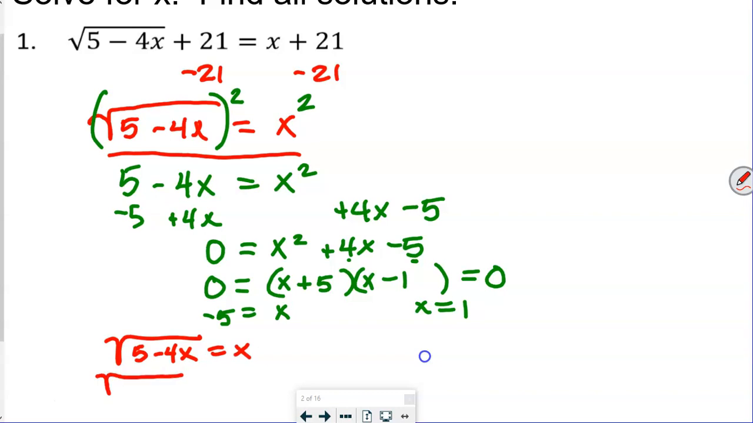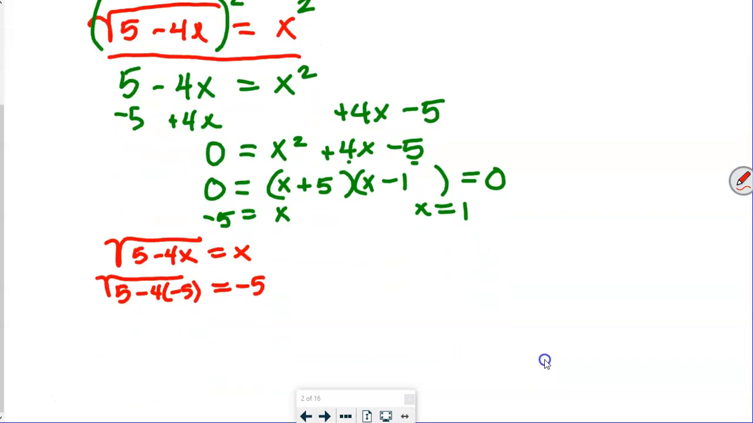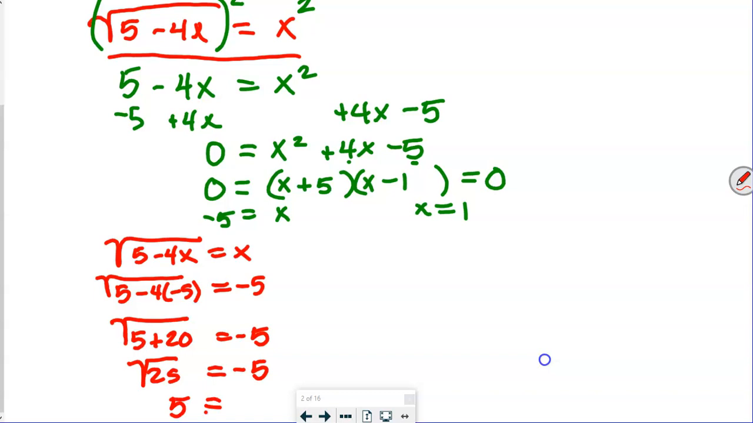So that's going to be 5 minus 4 times negative 5. So this is going to give me the square root of 5, and that's going to be plus 20 because minus 4 times minus 5 is 20. So this is going to be the square root of 25, which could be 5. 5 does not equal negative 5, y'all. So this is an extraneous solution.